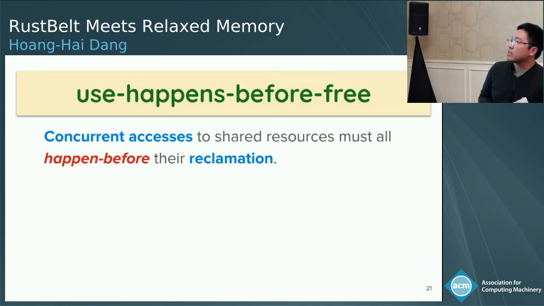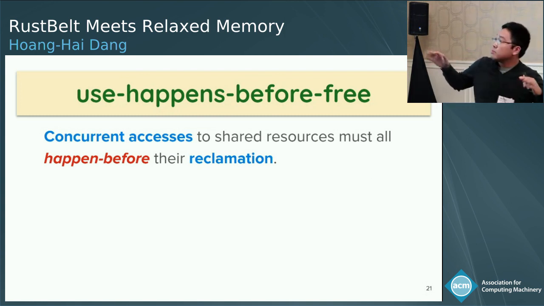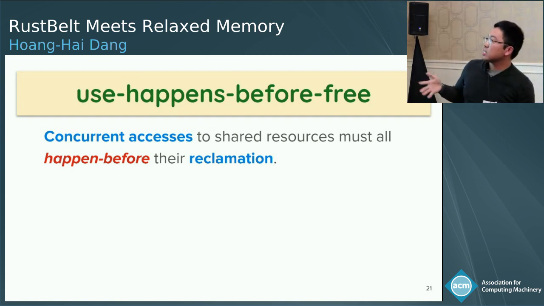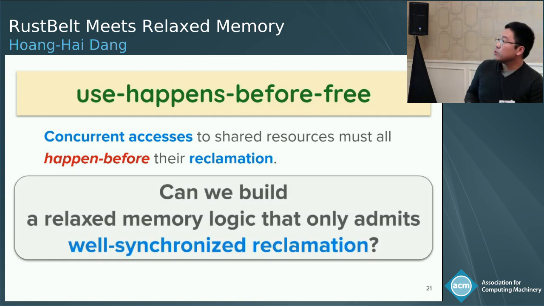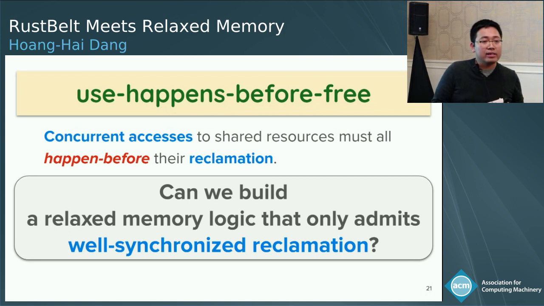We simply say that concurrent accesses to the shared resources. So remember that I'm generalizing to resources, right? Concurrent accesses to resources must happen before their reclamation. And our goal now is to build a relaxed memory logic that allows us to do reclamation and still maintain this use happens before free property.